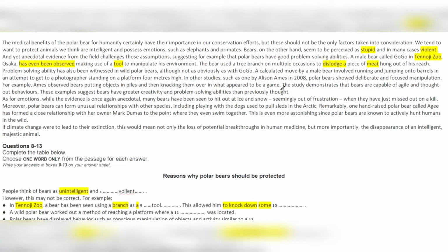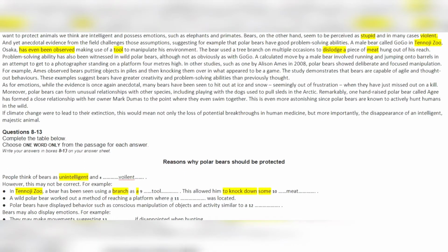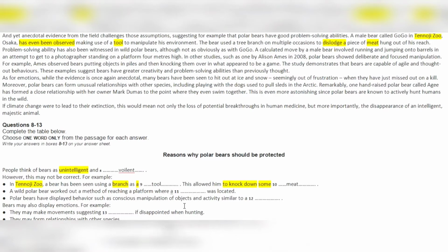Let's see it again. The bear used a tree branch on multiple occasions to dislodge. Dislodge means to knock down. I am saying again and again that in fill in the blanks they will not use the same word. They always use the synonym. So this allowed him to knock down, and knock down means dislodge a piece of meat. So here we write the word meat.